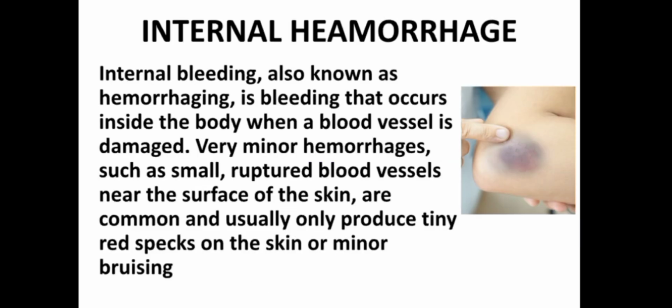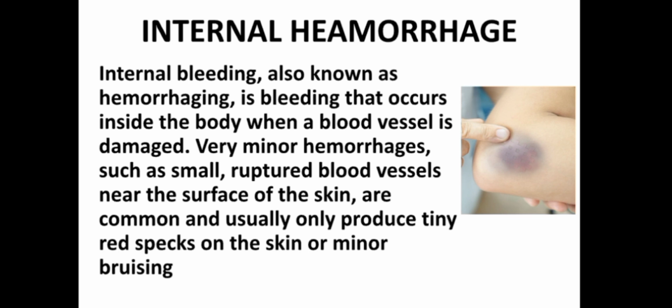Internal hemorrhage, also known as hemorrhaging, is bleeding that occurs inside the body when a blood vessel is damaged. So basically, internal hemorrhage is related to being inside of the body and not coming out of the skin. When a blood vessel is ruptured or damaged, the blood is coming out of the blood vessels but not out of the skin. Staying in the skin and out of the blood vessel is bruising or internal hemorrhage.